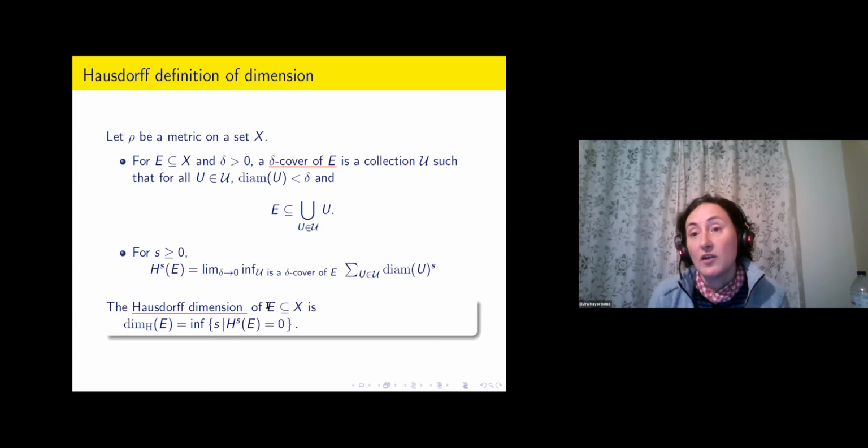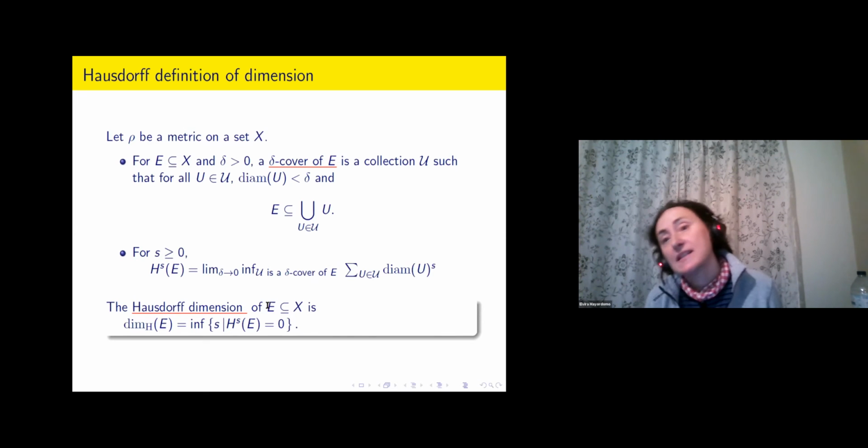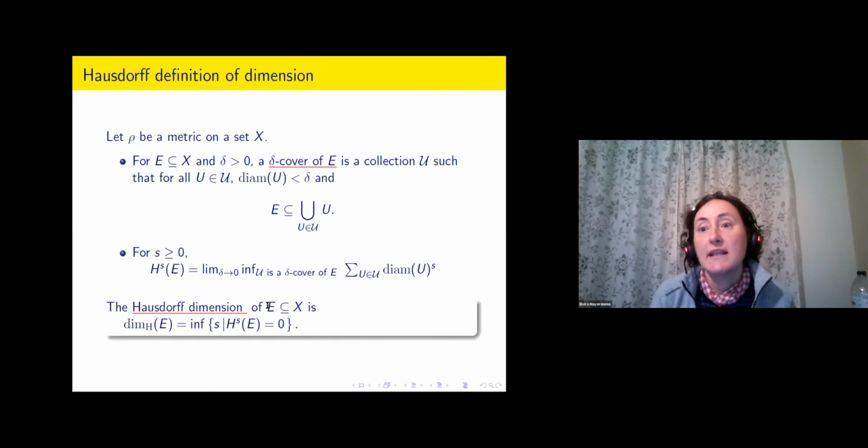And then you define what is called the s-Hausdorff measure, which uses these delta covers and tries to look at the best delta cover. And the way you take into account that cover is by taking the diameter of its elements to the s. Okay, so this is where the parameter s comes in. And the Hausdorff dimension is the s at which this s-Hausdorff measure radically moves from 0 to infinity. So the smallest s for which it is 0, or the biggest s for which it is infinity.